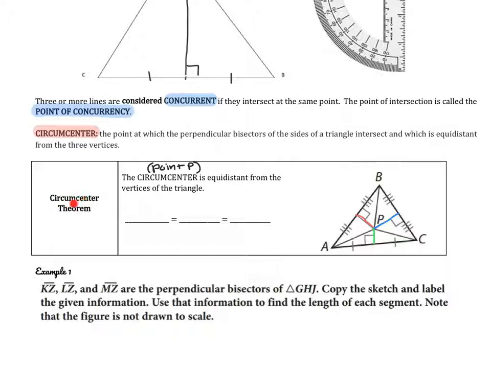And according to the circumcenter theorem, the circumcenter is equidistant from the vertices of the triangles. So these are your 3 vertices. So if you draw a line from your circumcenter to each vertex, those 3 segments are equal. So we can say that AP is equal to BP, which is equal to CP. So again, first you need to figure out where the circumcenter is, and then if you draw a line from the circumcenter to each of your vertices, those 3 segments will be congruent, and that's the circumcenter theorem.